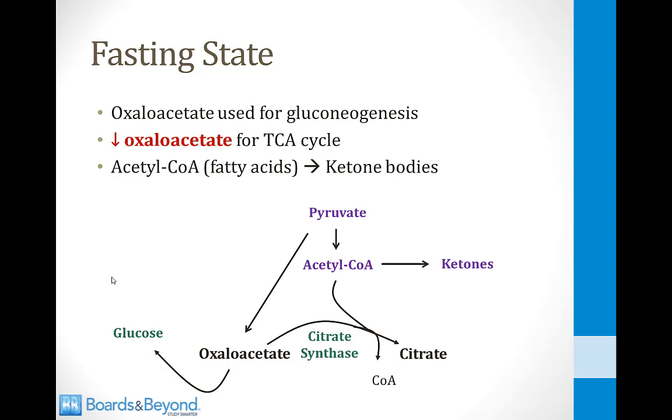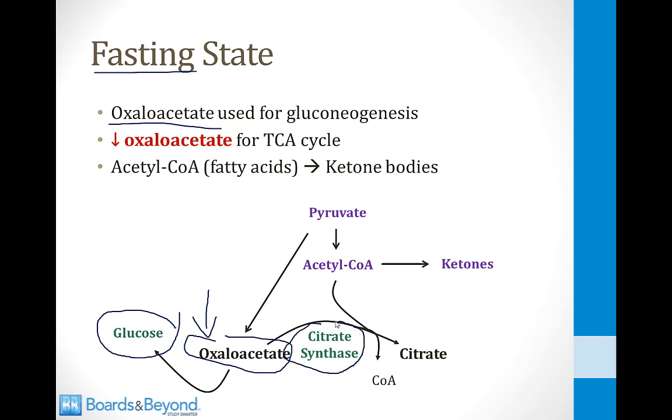There's an important clinical correlation of this step of the TCA cycle, and that involves fasting. When patients are in the fasting state, oxaloacetate is used for gluconeogenesis. I've shown you here how pyruvate can be diverted to oxaloacetate and then into glucose via gluconeogenesis. This lowers the level of oxaloacetate available for citrate synthase to use, and as a result, less acetyl-CoA is pulled into the TCA cycle. In addition, in the fasting state, lots of acetyl-CoA is being synthesized from fatty acid beta oxidation.